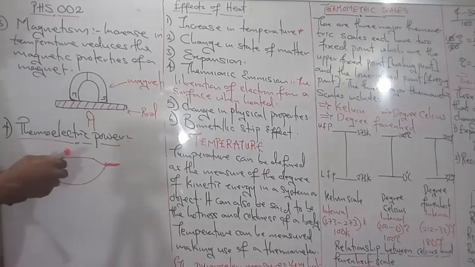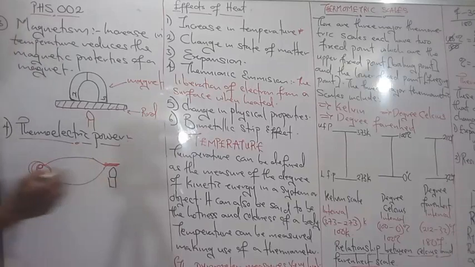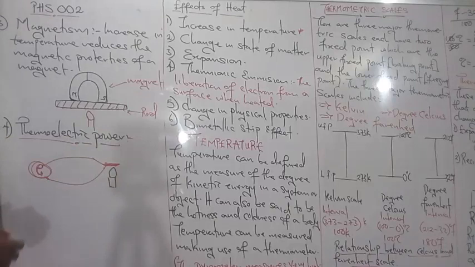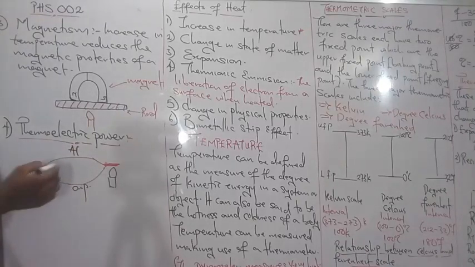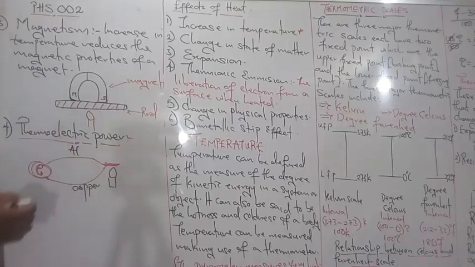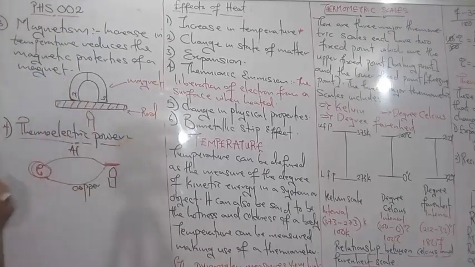If heat is applied to this end of the wire, it is observed that, for example, let's imagine this is zinc or copper. Let's have aluminium and copper wire. When heat is applied, this galvanometer begins to read an amount of current. And that tells you that an increase in heat or temperature tends to increase the flow of electric current. That means it increases the thermoelectric power of the system.